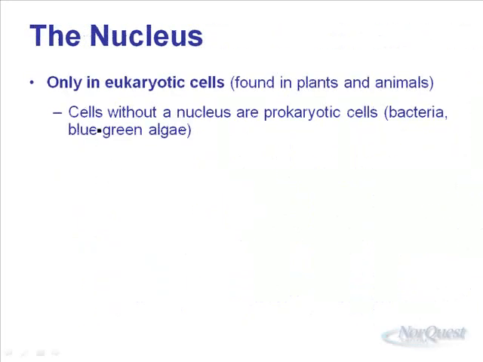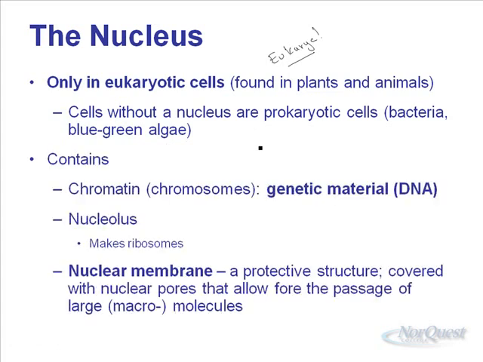Now we'll take a look at the nucleus. So it's only in eukaryotic cells, so plants and animal cells, only in eukarya in terms of the domain. And cells without a nucleus we know are prokaryotic cells, and bacteria, blue-green algae are a couple examples.